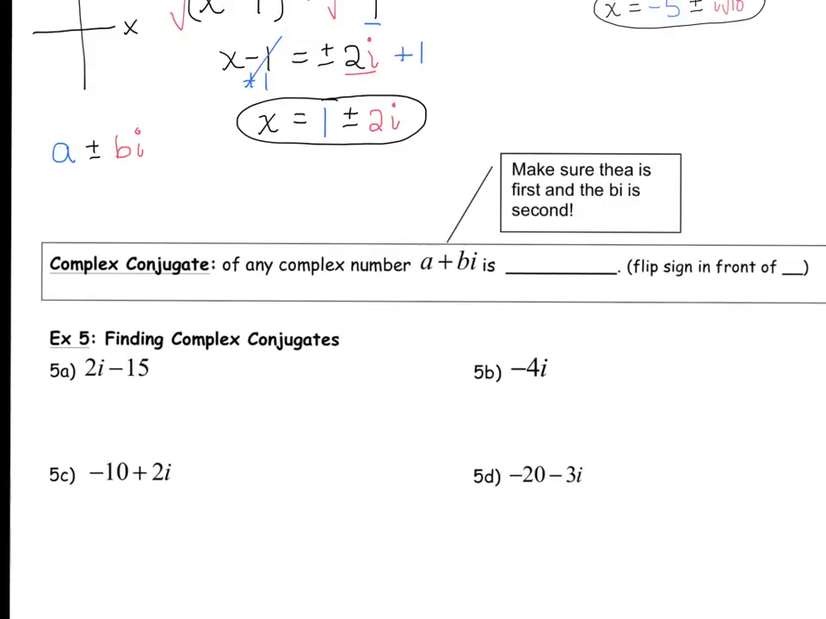The last example looks fancy, but we've been doing it this whole time. It's called the complex conjugate of any complex number. So if we have a plus bi, the a is first and the bi is second. The real part always goes first. The imaginary part always goes second. So if you have a plus sign, the complex conjugate is a minus bi. All we have to do is flip the sign in front of the imaginary part.